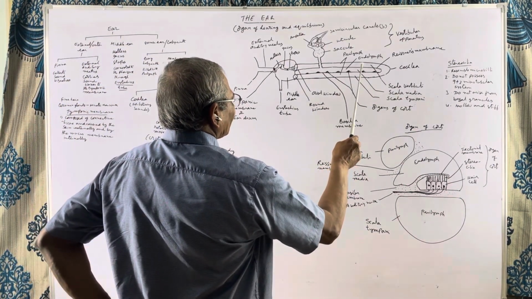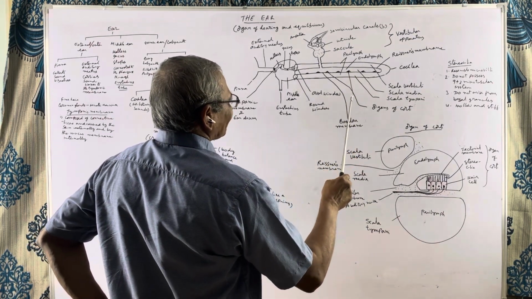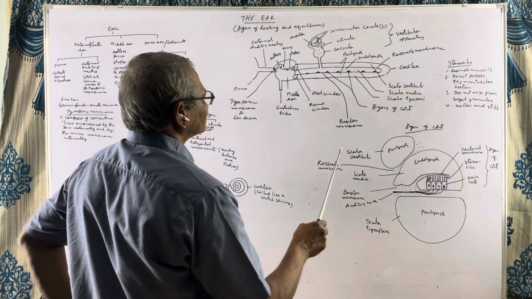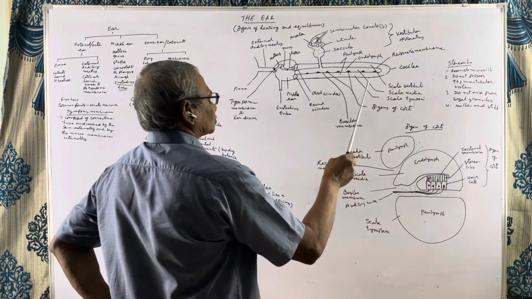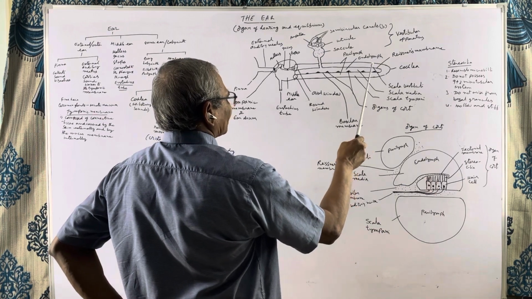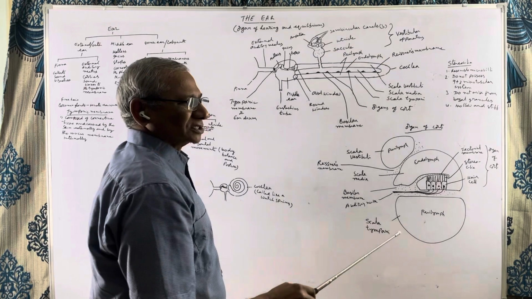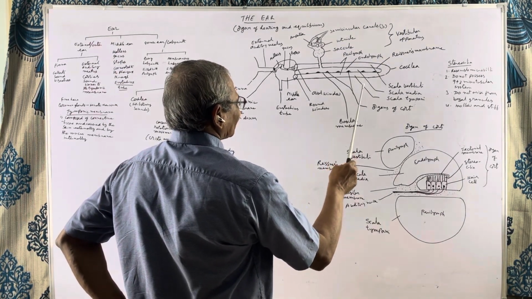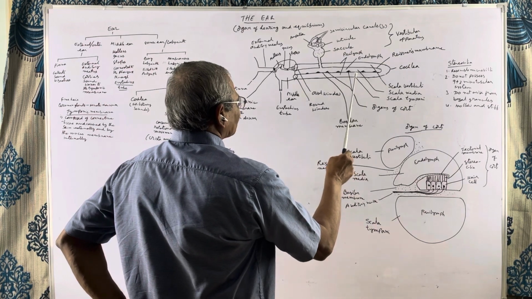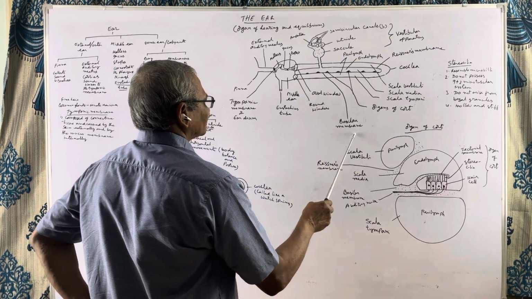Scala vestibuli and scala media are separated by a membrane known as Reissner's membrane. So Reissner's membrane separates scala vestibuli from scala media. Similarly, separating the scala media and scala tympani, there is another membrane, this membrane. This membrane is known as basilar membrane.